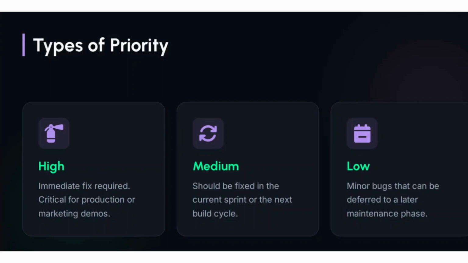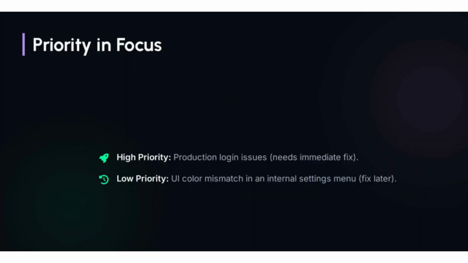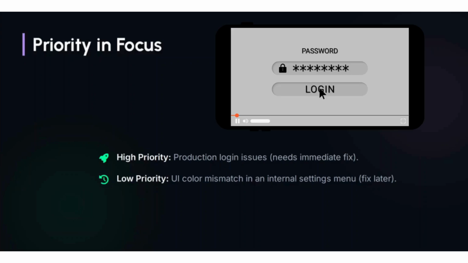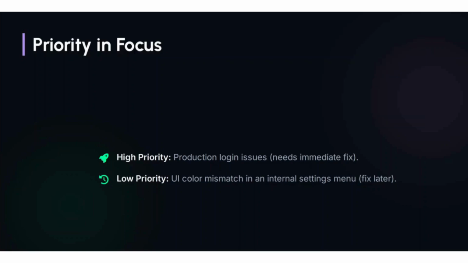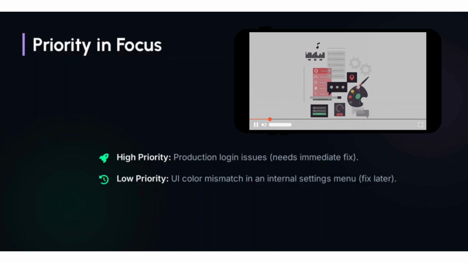Next is the difference between severity and priority. Before that, let's talk about a few more examples. High priority: production login issues that need immediate fixing. Low priority: UI color mismatches and internal settings and menu related issues.